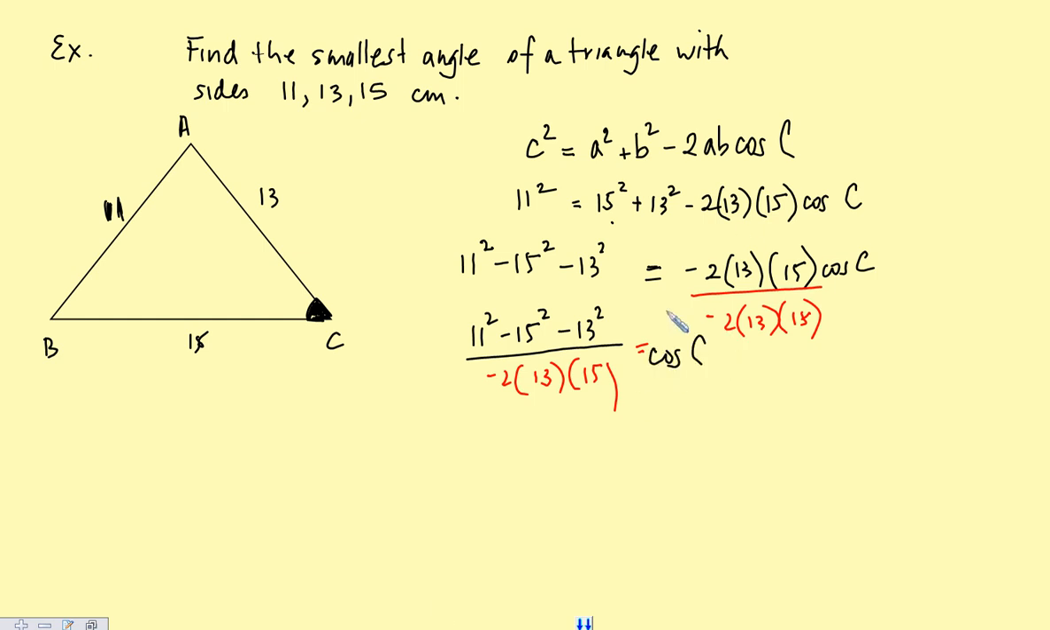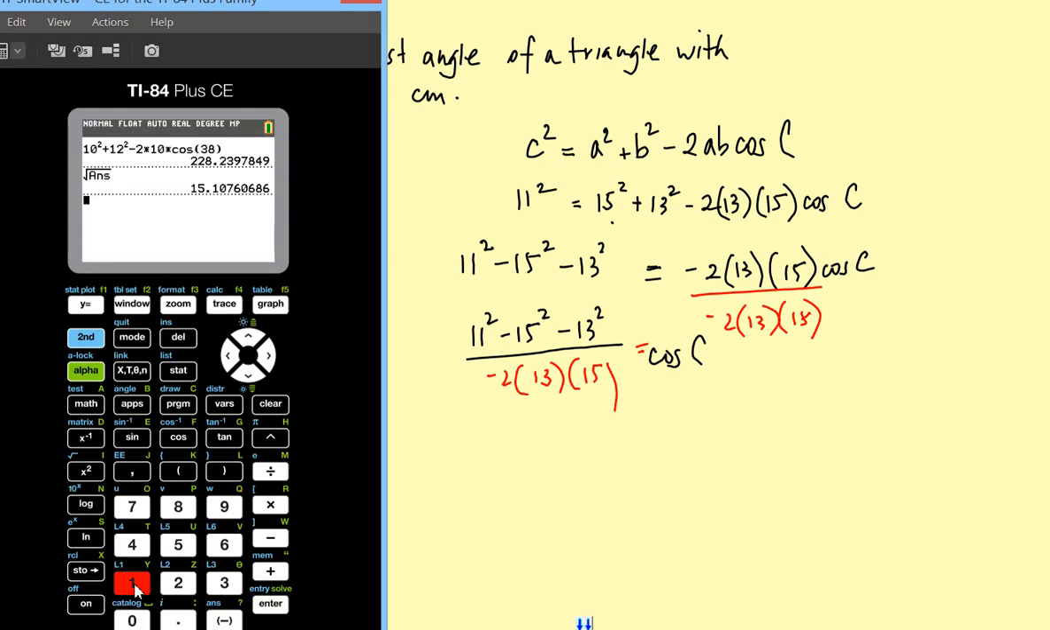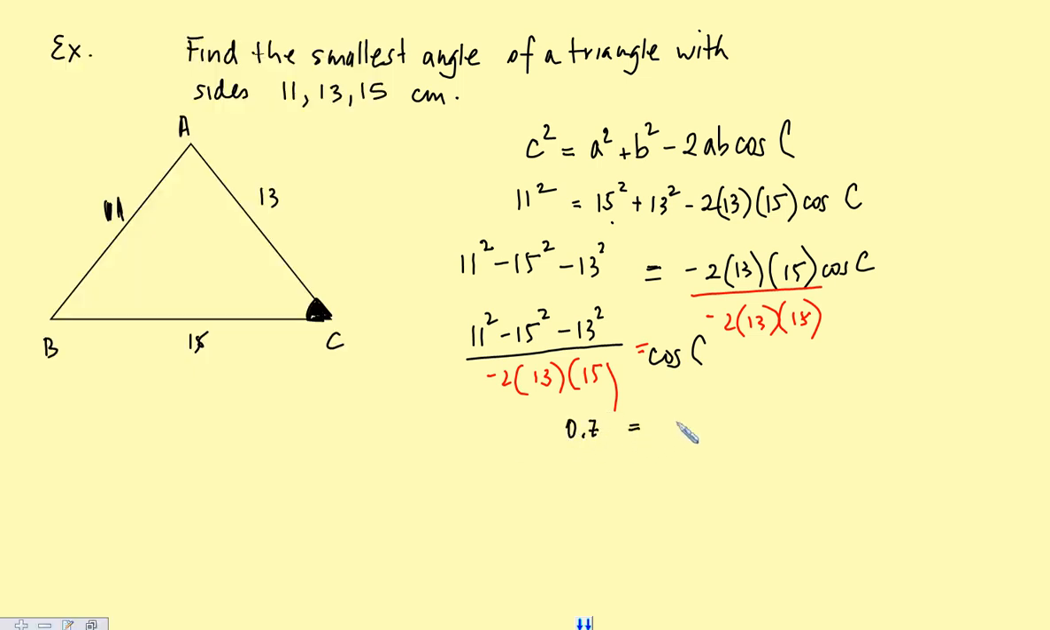So my last thing to do is to take out my calculator, and I'm going to do 11 squared minus 15 squared minus 13 squared. Press enter to get my final answer, and I'm going to divide that by, and I'm going to open up a parentheses and place in there negative 2 times 13 times 15. Make sure you place the brackets in there. And I'm getting 0.7 as my answer equals the cosine of C.